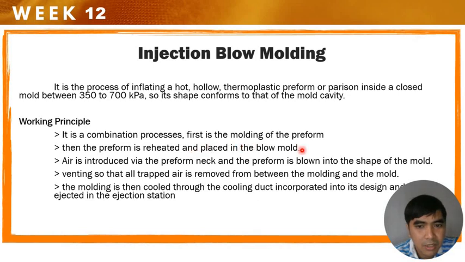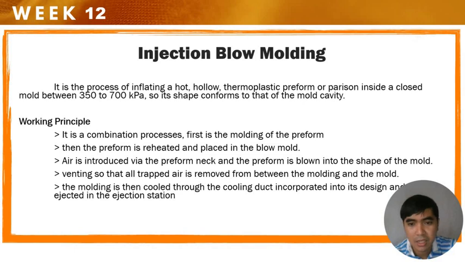So the working principle is a combination of processes. First is the molding of the preform, meaning the plastic material to be heated and blown is molded first. Then the preform is reheated and placed in the blow mold to be blown and gain the desired shape and dimension. Air is introduced via the preform neck, and the preform is blown into the shape of the mold. Then venting, so that all trapped air is removed from between the molding and the mold. The molding is then cooled through the cooling duct.